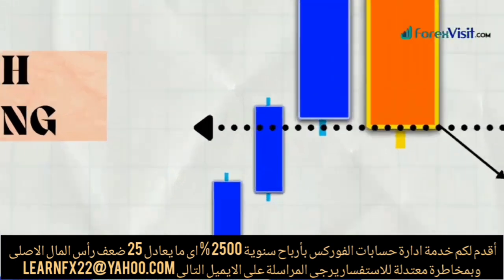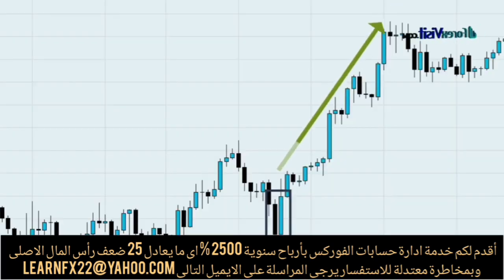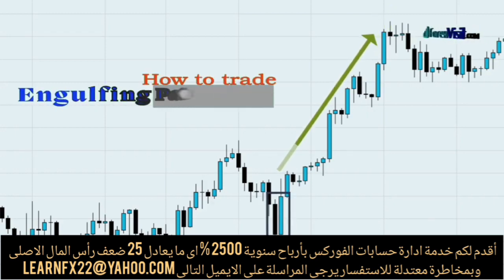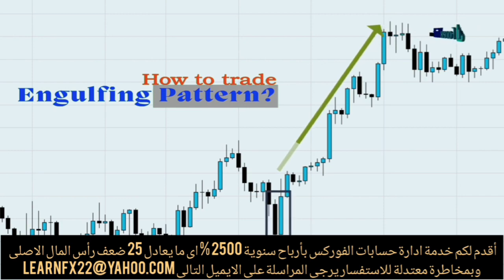How to trade the engulfing pattern. Engulfing candles don't always have to appear at the end of a trend. When viewed within a strong trend, traders can glean information from the candle pattern, pointing towards continued momentum in the direction of the existing trend. In this video, I will give you an easy step-by-step process to trade the engulfing pattern.